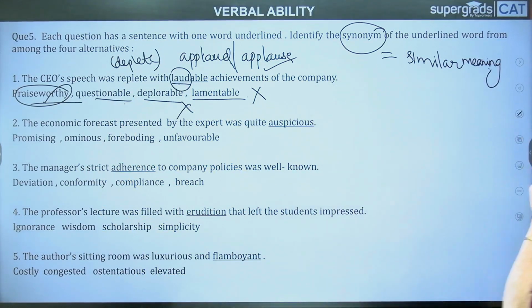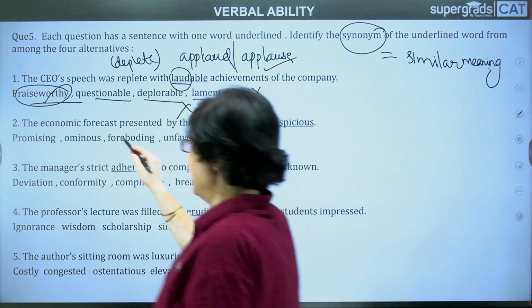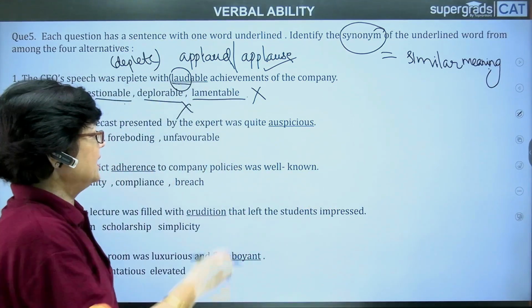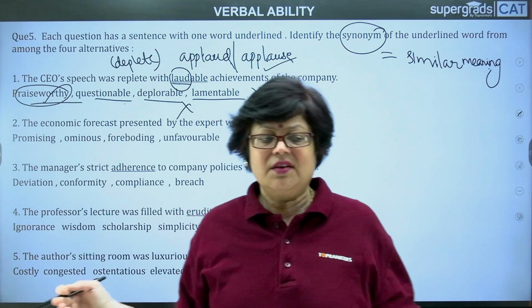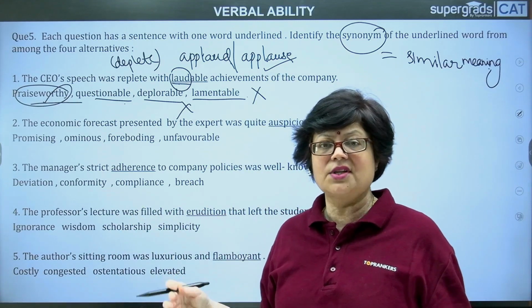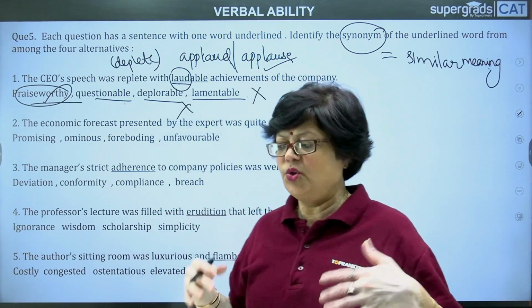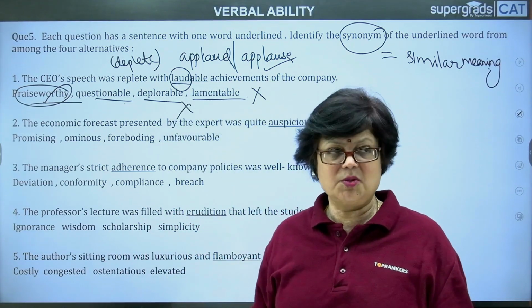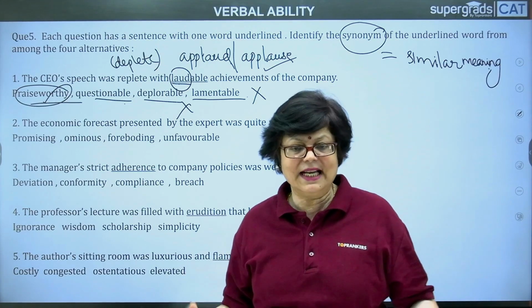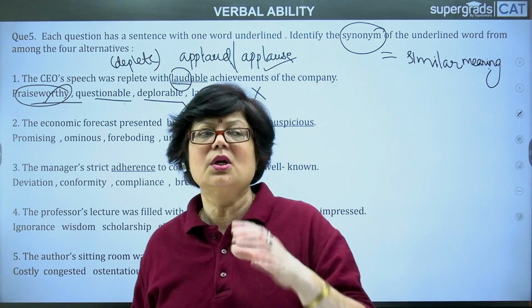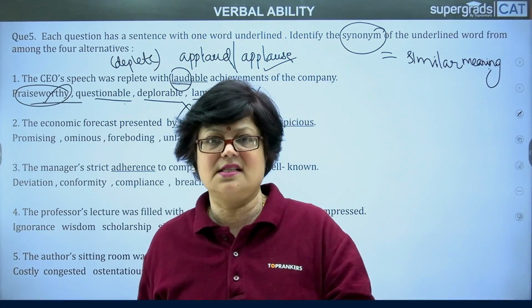Next, the economic forecast presented by the expert was quite auspicious. You might have heard of auspicious occasions. Which are the auspicious occasions in our lives? For example, the marriage of a loved one, right? If you have built a house for yourself, that is an auspicious event. The birthday of a child in a family is also an auspicious event. Auspicious is related to something positive, something enriching, something fulfilling.